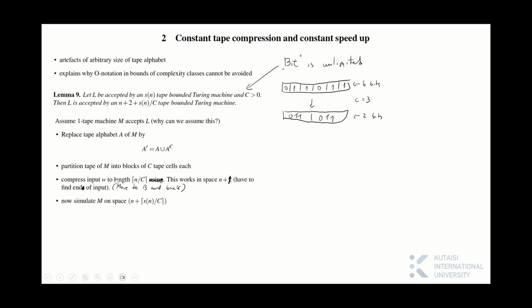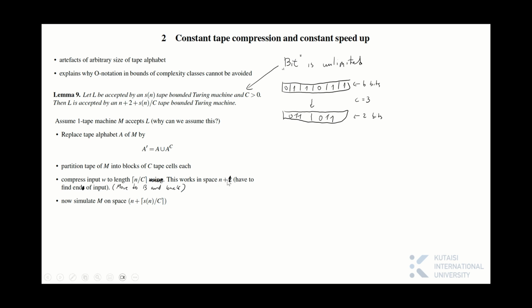If my input would occupy n cells, now it occupies n divided by C cells. So it occupied 237 cells, and if my C is 10, now I would have 23.7, and I have to round it up, so it will occupy 24 cells at most. This compression will work in space n plus 1 or n plus 2. How would you compress? You have to read the input, let's say 237 cells. Once you read 10 cells, you erase all of them, and on the 10th cell you write them as just one block of ones and zeros.